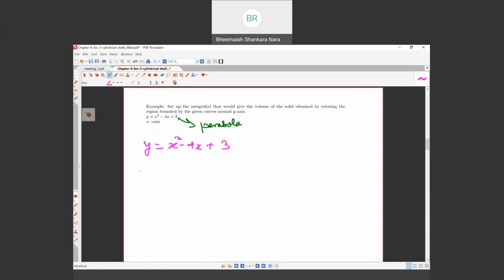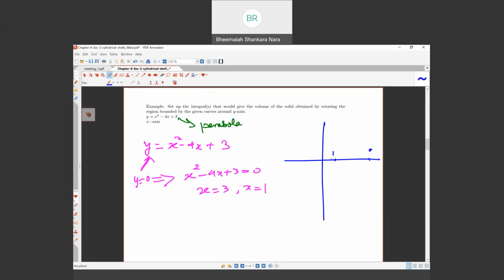Plug in y equal to 0 here and calculate the intersecting points: x squared minus 4x plus 3 equal to 0. So either x is 3 or x is 1. These are the two solutions of this quadratic equation. So you draw an open upward parabola which meets the x-axis at 1 and 3. And this is the shaded region, the region between the parabola and the x-axis.